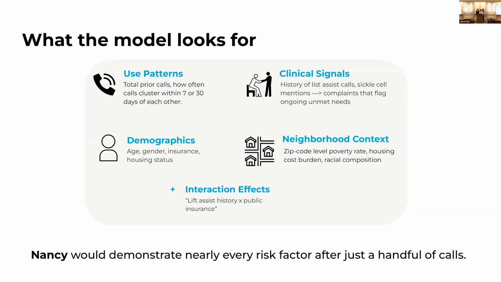And importantly, it also looks at interaction effects between those things. Lift assist history and public insurance and age was a particularly significant one. And Nancy, who had 136 calls, who had a really significant clustering pattern and repeated lift assist complaints, would have appeared near the top of our model's risk list after just a handful of early calls.